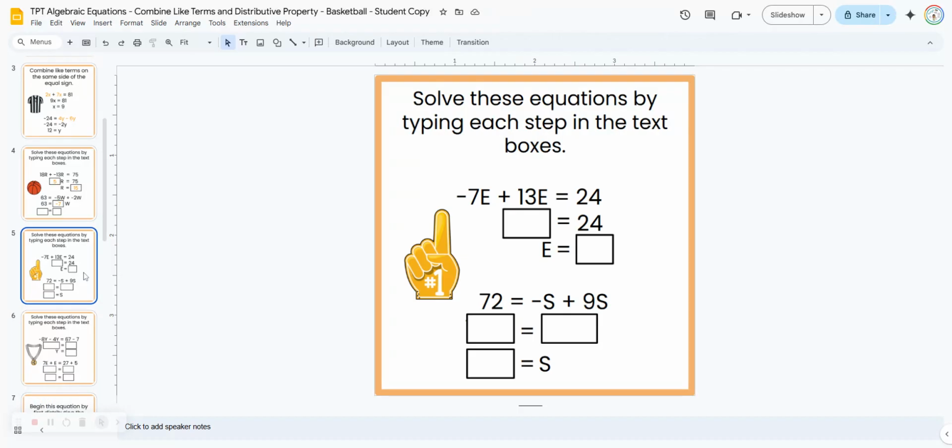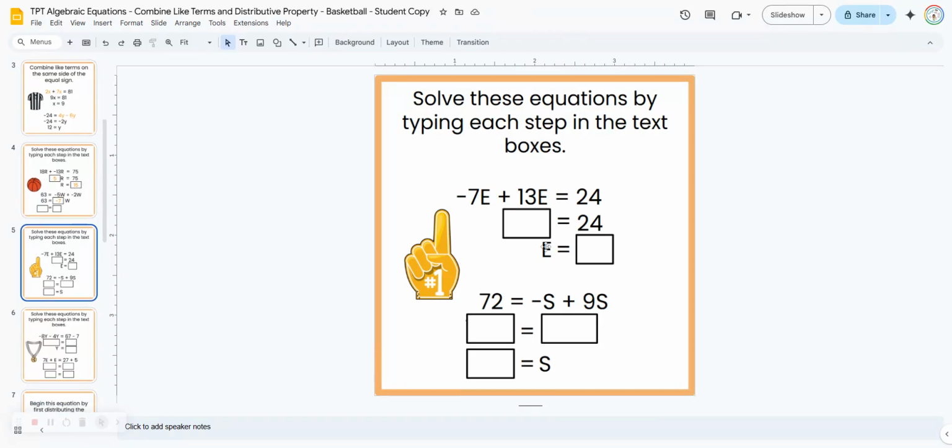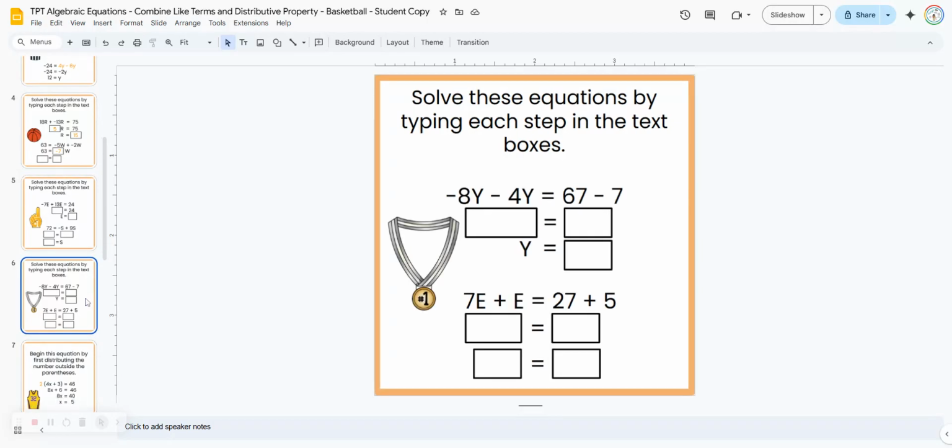They've got more problems to solve on slide 5. They want to pay attention to these different variables because they're going to use them on the final slide to solve a basketball riddle. And then some more to solve on slide 6.